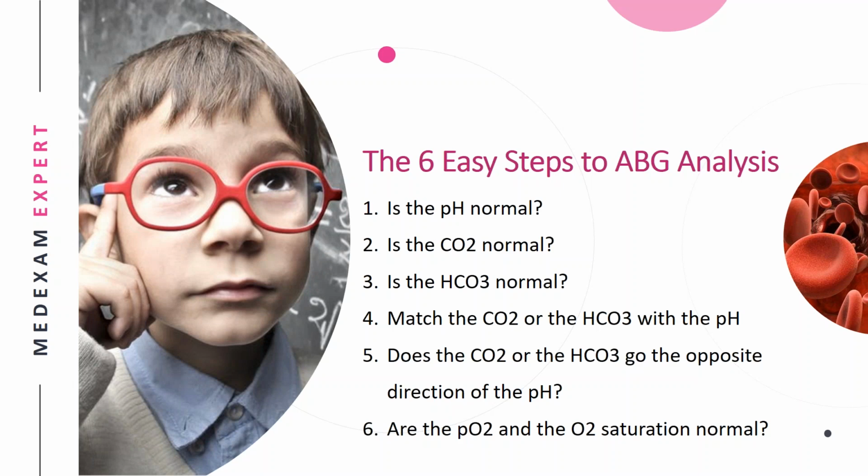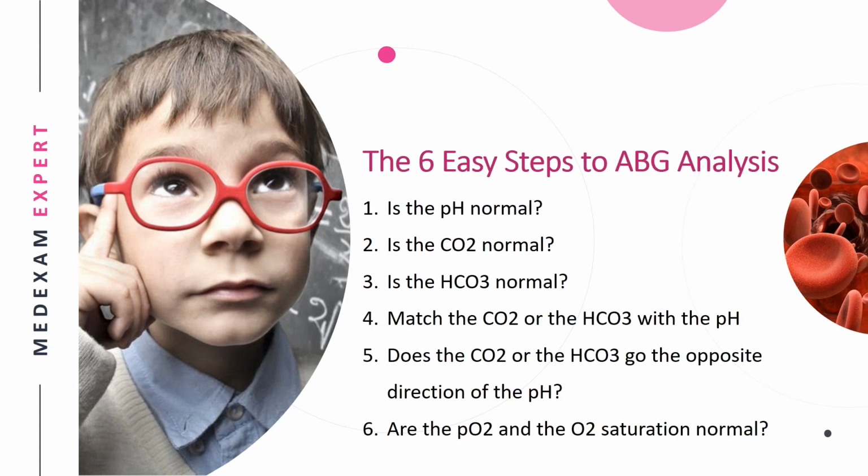And then I'm going to match this CO2 or the bicarb with the pH level. And of course, when I know who is the criminal, who is responsible for this change in the pH, I'm going to check the other system and see if it goes in the opposite direction or not, if it's trying to compensate for this abnormality or not. And the last step is to check the O2 partial pressure and saturation, to check if there's some sort of hypoxia or hypoxemia or not. These are the 6 steps to analyze the ABG. Now let's illustrate them in detail.